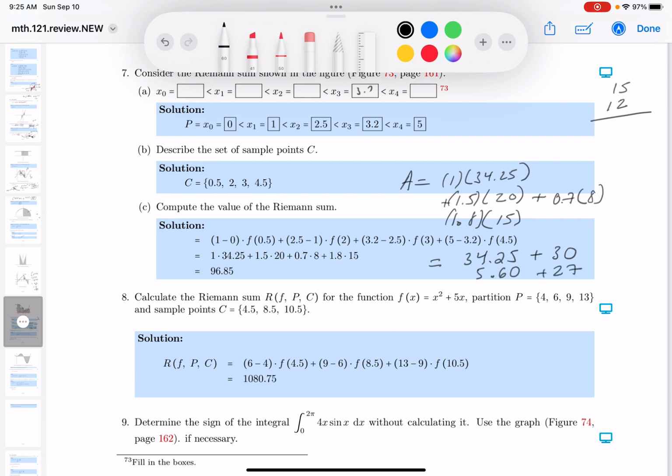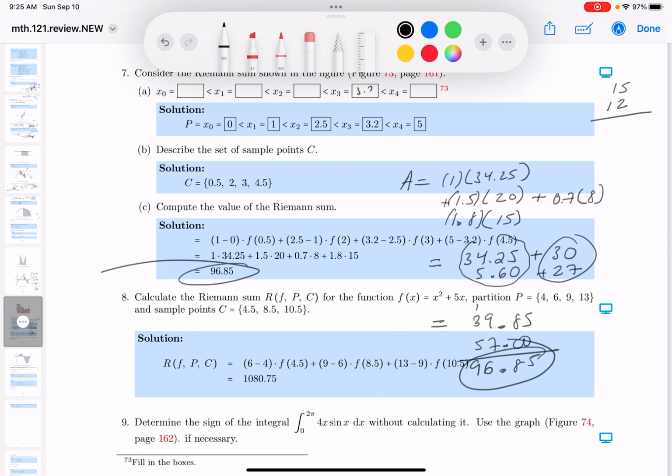All right, let's take a look at that and add it together. And certainly it takes time and effort, and I realize that. Well, I get 34.25 and 30 from the first things I'm looking at over here, and these two numbers together give me 64.25. Then 5.6 and 27 together gives you 32.6. That's not so bad. And you get 96.85. And we're good to go to the next question. Thank you.